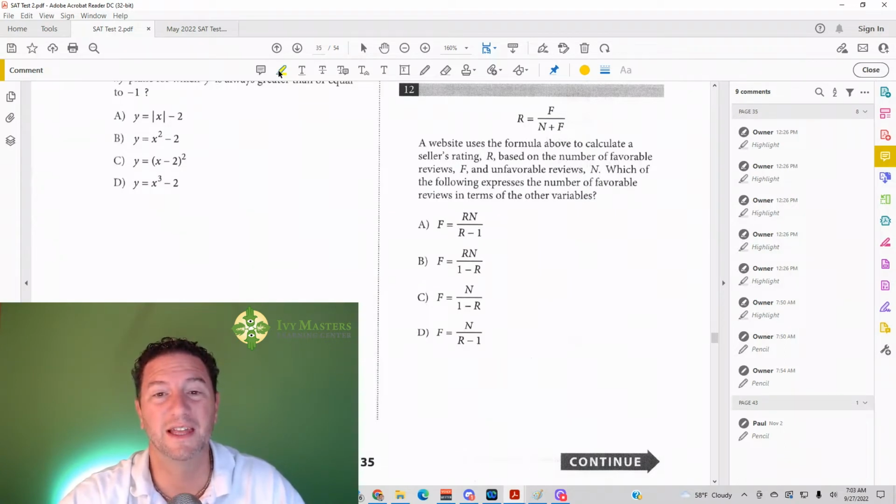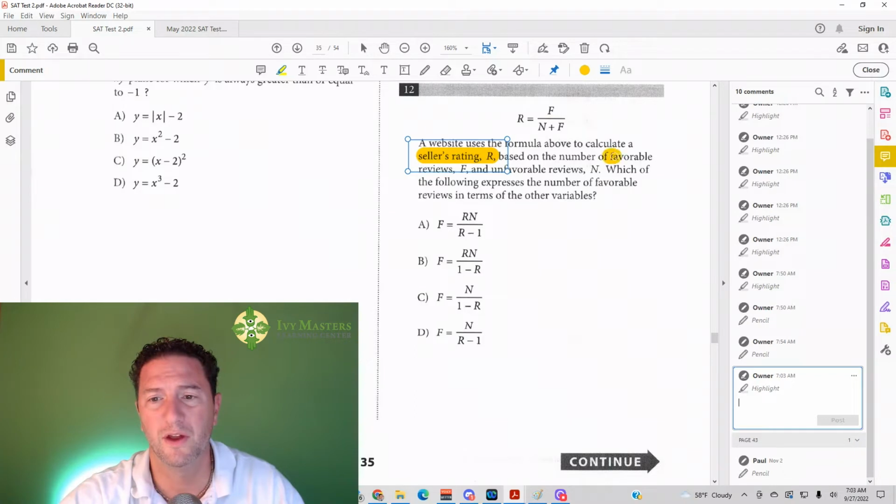And today we're going to look at Test 2, Section 3, Number 12, which reads, a website is using the formula above to calculate the seller's rating R based on the number of favorable reviews F and the number of unfavorable reviews N. Which of the following expresses the number of favorable reviews in terms of the other variables? So what did I do?